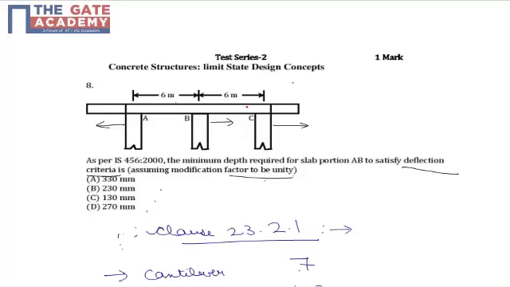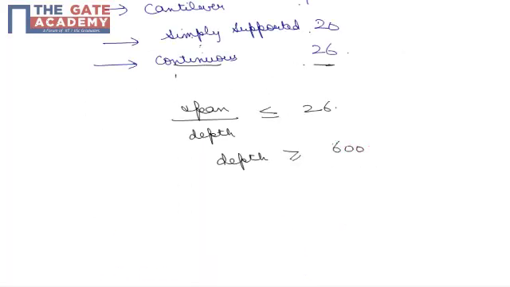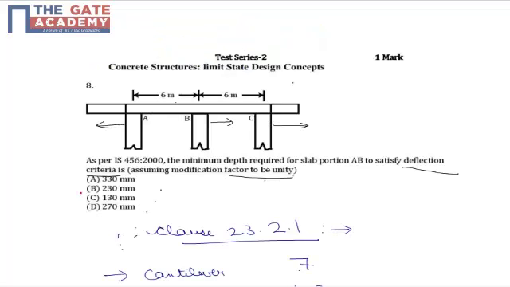Now span in this case is given as 6000, divided by 26, which comes to around 230.7 mm. So the closest choice, B, is the correct choice for the given question. Thank you. Okay, let's talk about the modification factor also.